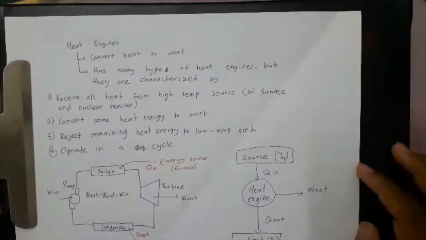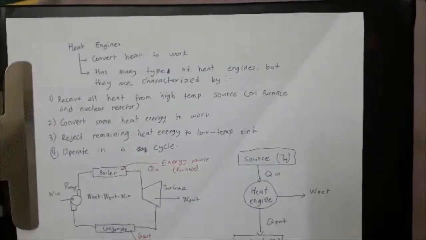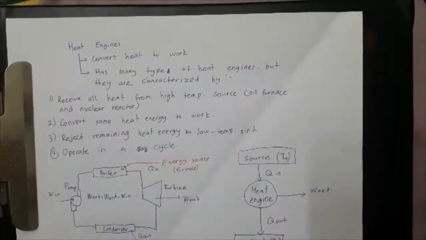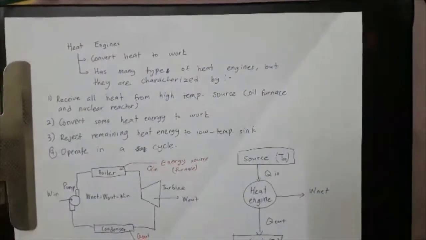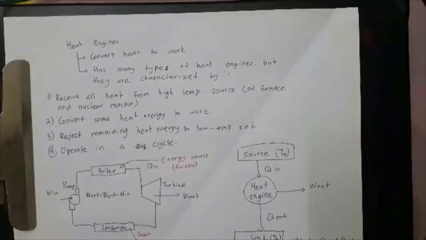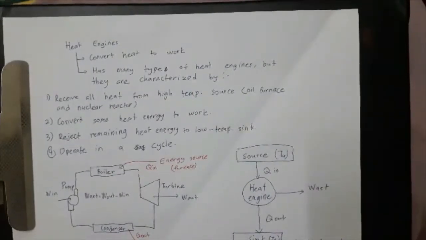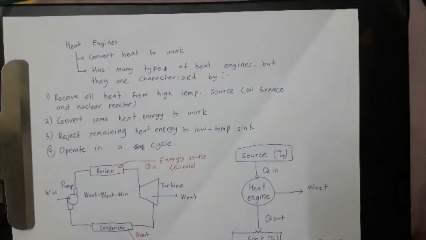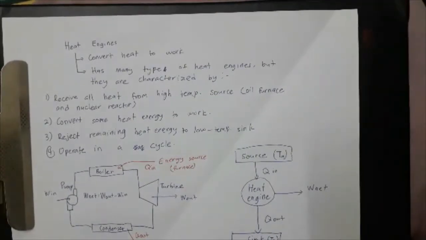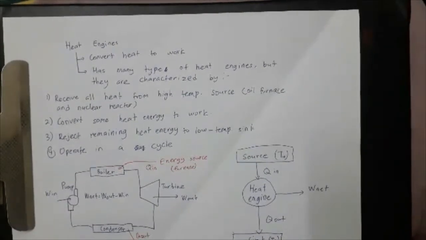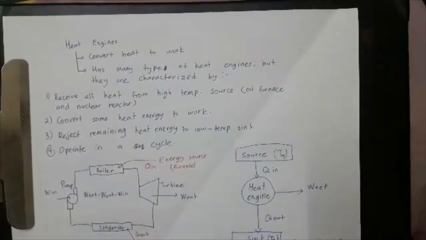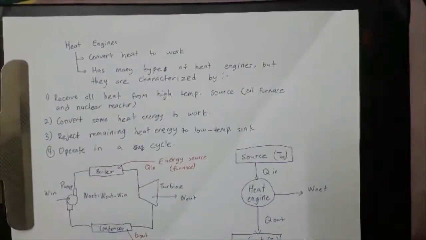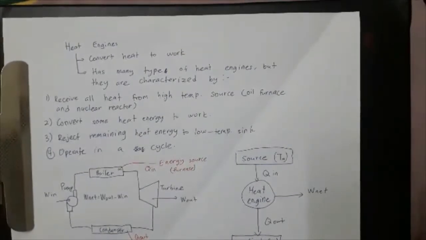So what are heat engines? Heat engines convert heat to work. There are many types of heat engines in the world, but they are characterized by, first, receiving heat from a high temperature source, for example an oil furnace or nuclear reactor. Secondly, converting some heat energy to work. Third, rejecting the remaining heat energy to a low temperature sink, such as a river or lake. And fourth, operating in a cycle.